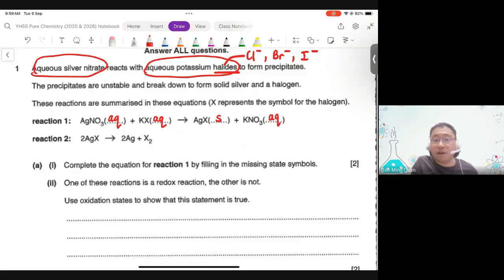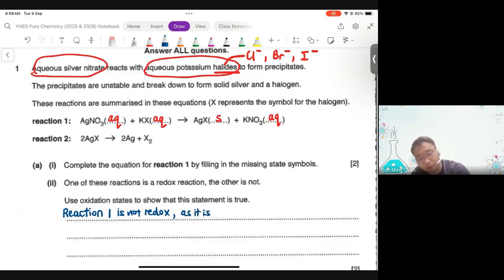This is testing whether you remember what precipitation is. Now, the question goes on and tells you that the precipitates are unstable and break down to form solid silver and a halogen. Okay? So these reactions are then summarized in the 2 equations. So how then do you do part A(ii) to say which one is redox and which one is not? Now, I'm sure you remember precipitation is not redox. So reaction 1 is not redox. Why? It's not redox because it's a precipitation reaction.